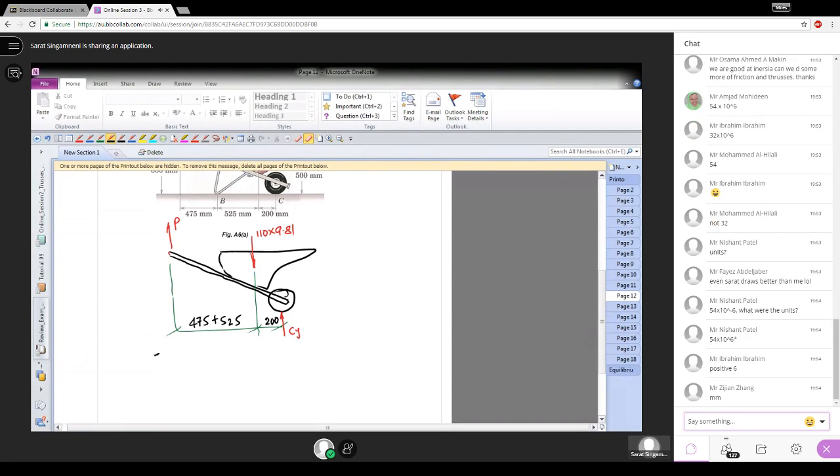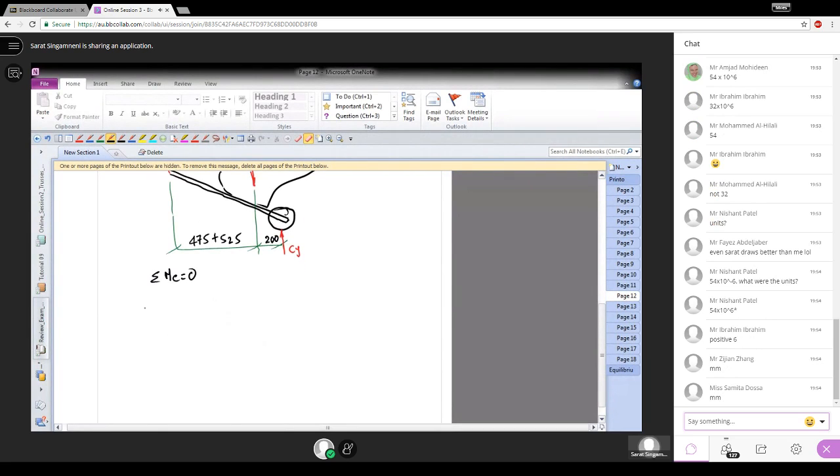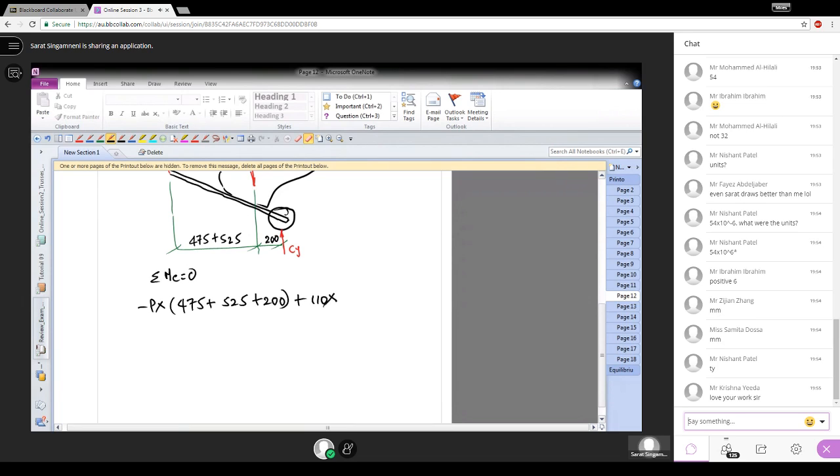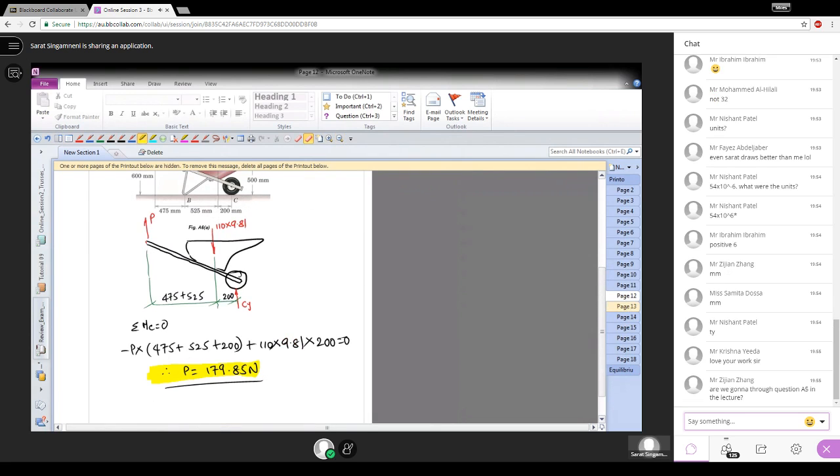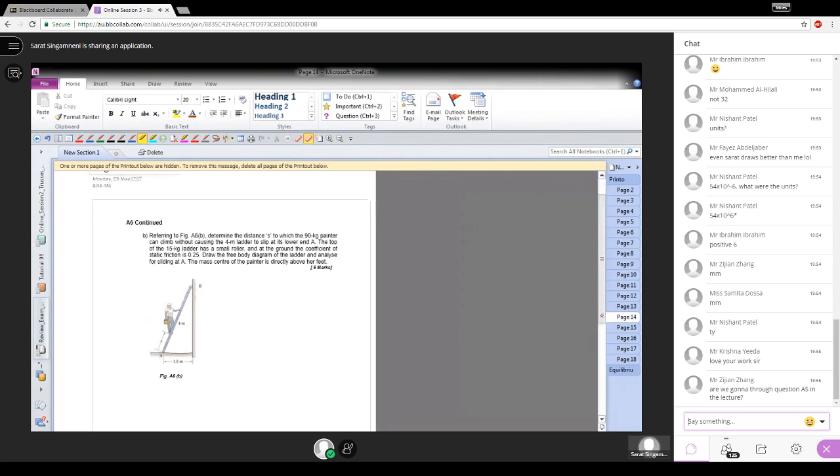Now, if you take sum of the moments about C equal to 0, we get minus P times (475 plus 525 plus 200) plus 110 times 9.81, the weight, times 200 equal to 0. From that, the P force that is needed is 179.85. It's a simple question, but it all depends on how you perceive the solution. Okay, then I will solve the ladder problem.